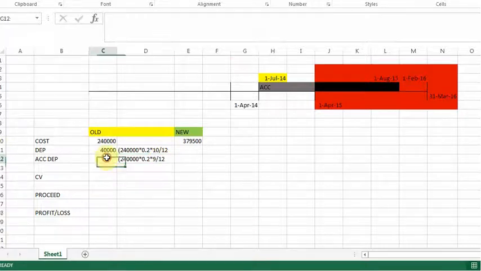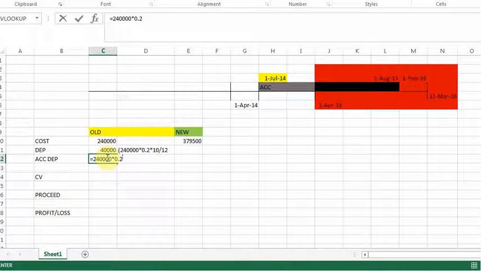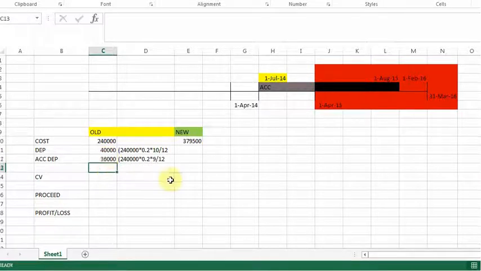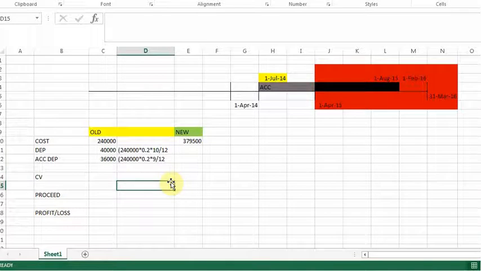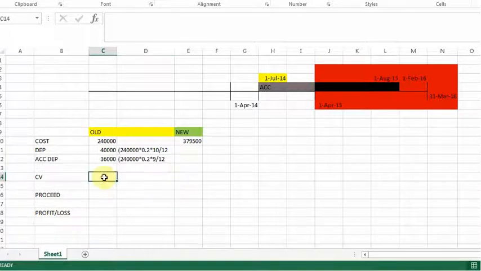So there I'm going to calculate the accumulated depreciation, and that gives me an answer of 36,000. What is the carrying value then of this old one? I'm going to take the cost minus the depreciation minus the previous accumulated depreciation. It gives me 164,000. Then the proceeds, it was sold for 150. So there's the proceeds.